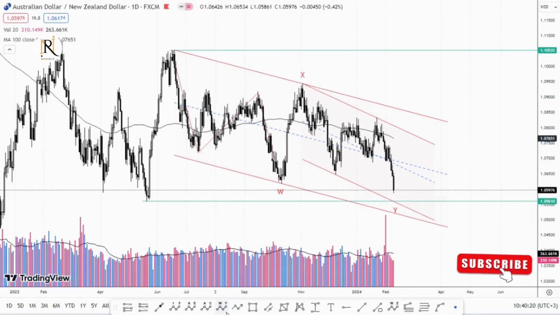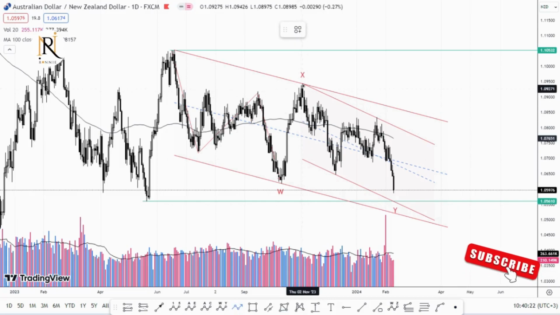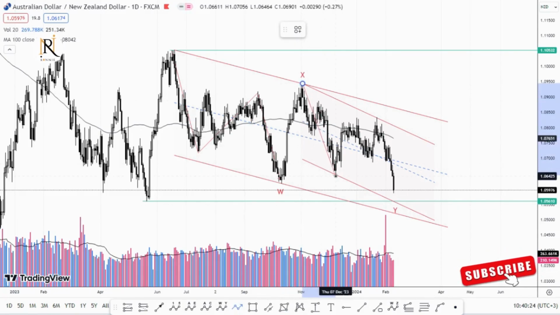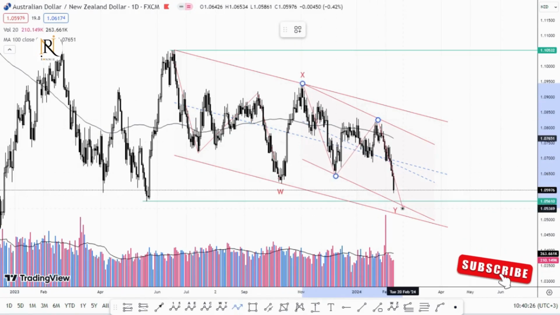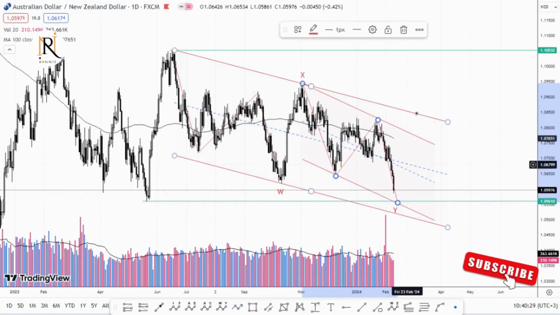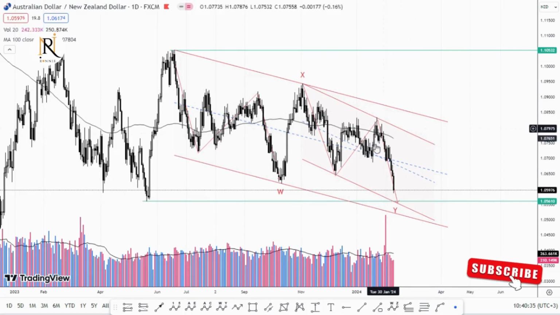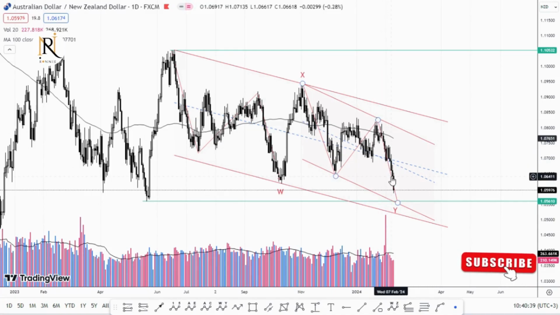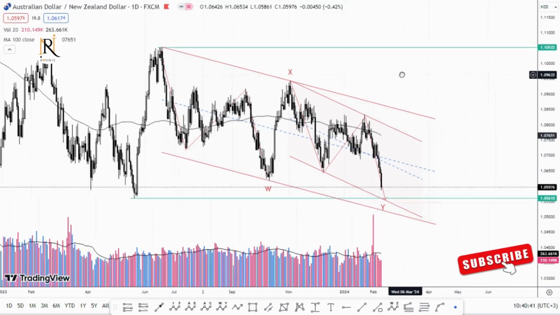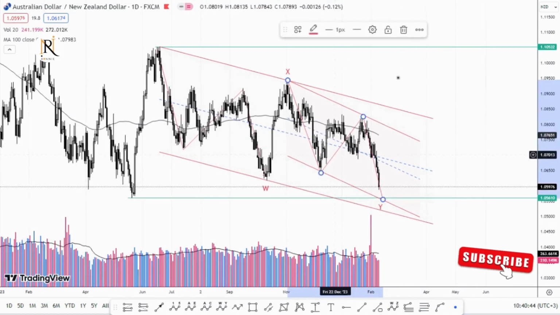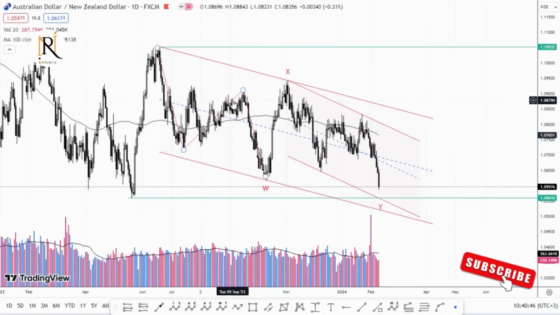So after ABC on wave W, we are seeing wave X, and then we can also see another ABC right at this point. So this becomes another good point: A, B, and then C. C is still in progress. That means wave Y is still in progress. When you narrow down within wave Y, we can see that C is still in progress.